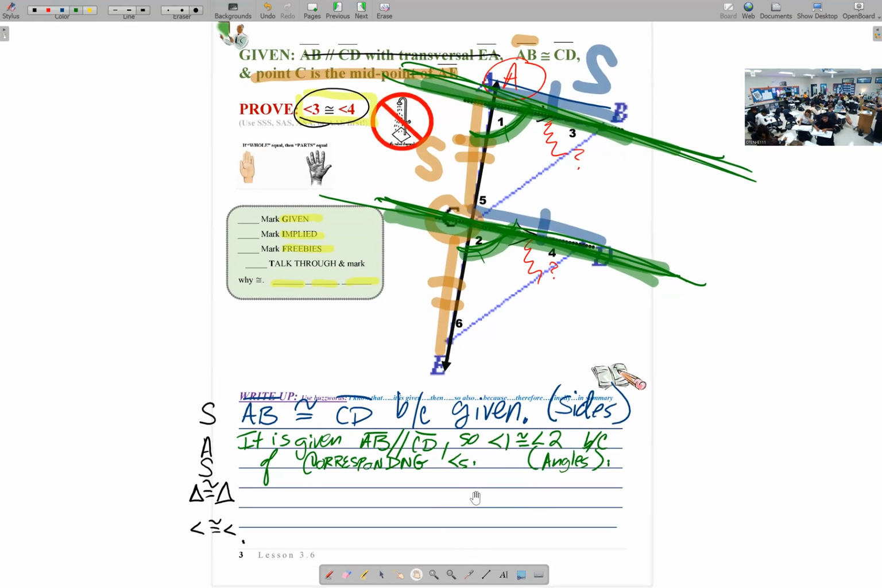Everything's what and why. What's equal? Why is it equal? Next, we're going to go for these other pair of sides, which is, I know that A to C is congruent to C to E, because it is given C is midpoint of AE. There is your sides.